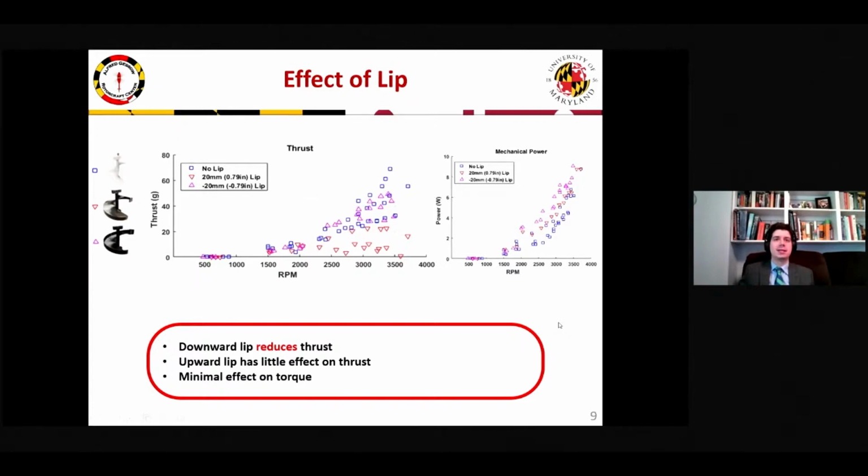Next, we studied the effect of a lip at the tip that either points up or down. Our hypothesis was that a downward lip would help push any radial flow that's on the bottom surface downwards and help to generate thrust. However, this proved not to be the case, as the downward lip generated lower thrust than no lip at all. An upward lip showed little effect on the thrust, while all 3 rotors showed similar power. So we can conclude that a lip is not effective to improving your screw's performance.